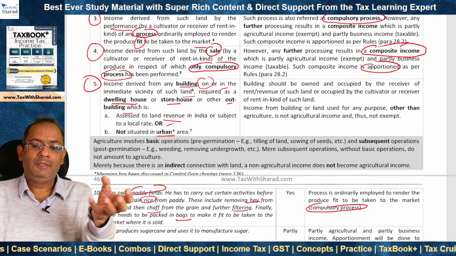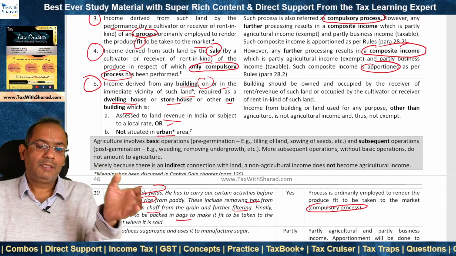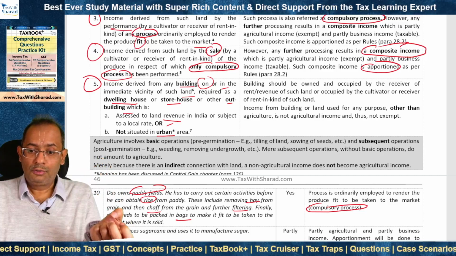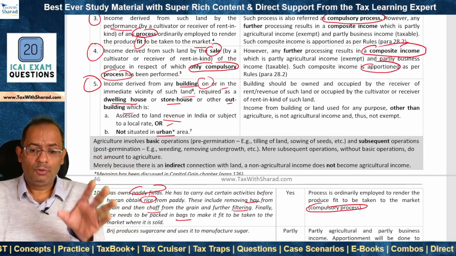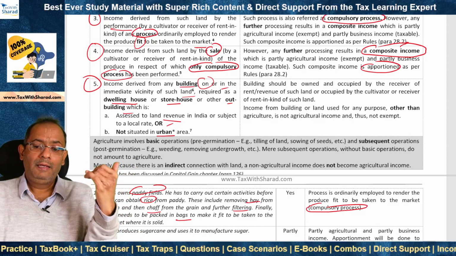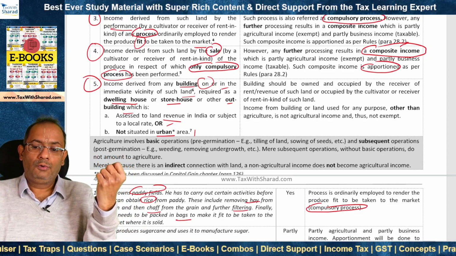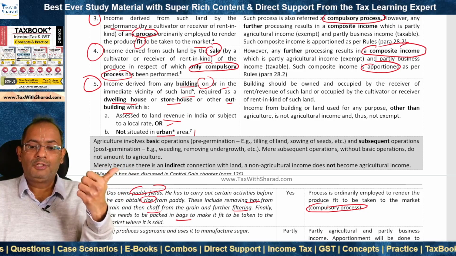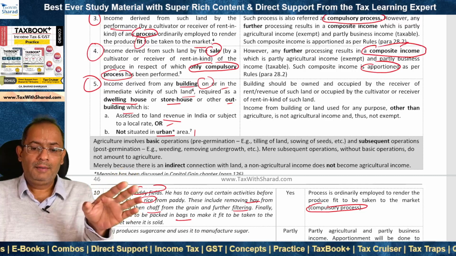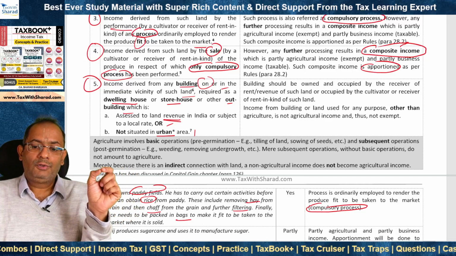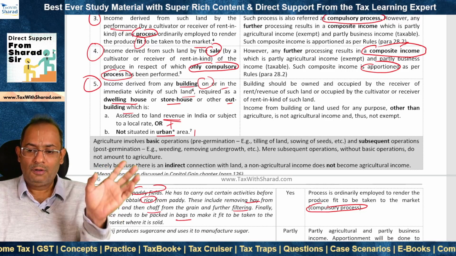So for example, if there is an agricultural land and there is a building in the immediate vicinity in the nature of, say, a storehouse where the agricultural produce is stored before it is sold in the market, and if such building is situated in a rural area, then the income arising from such building is exempt. Or if it is situated in an urban area but it is assessed to land revenue in India or is subject to a local rate, then also the income is exempt from tax.